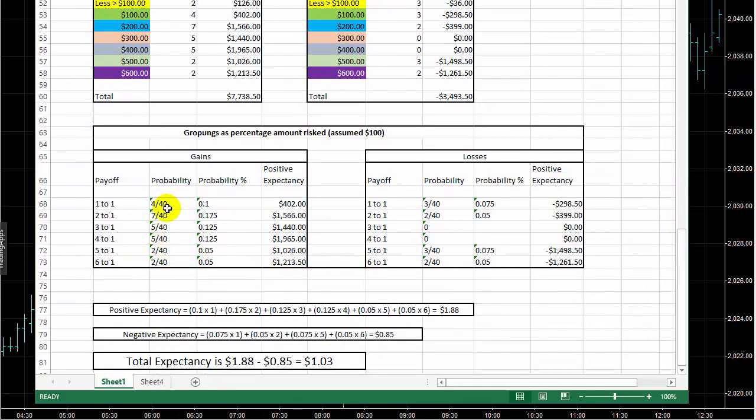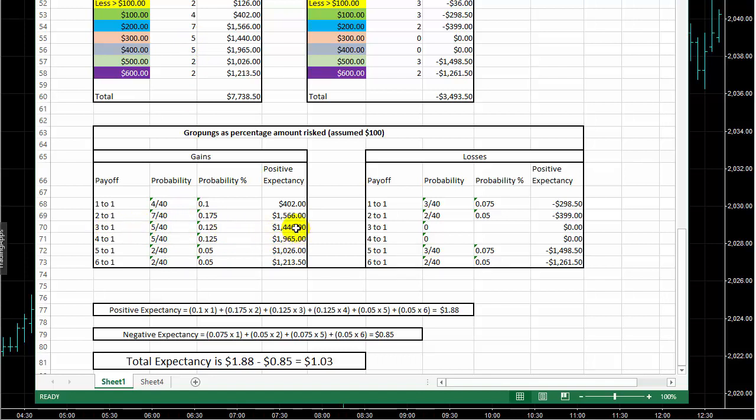So we had four trades out of 40, which is 0.1, or 10% in probability terms. 10% of the 40 trades gave us a 1-to-1 ratio, so $100 profit. Then there were 7 out of 40, which is 17.5%, which gave us 2-to-1, $200. And there was 12.5%, which is 5 out of 40, right? 5 out of 40 gave us 3-to-1.